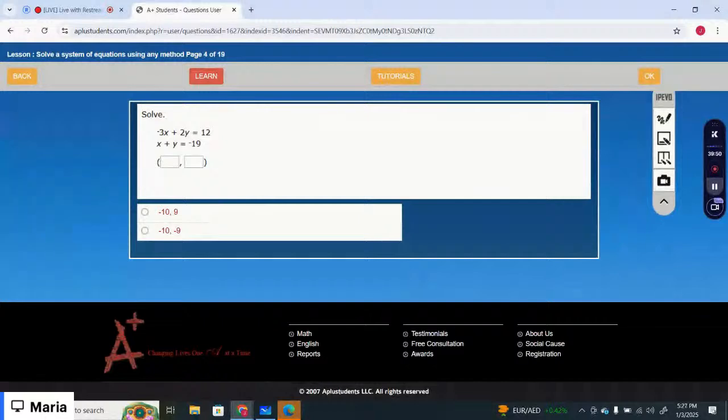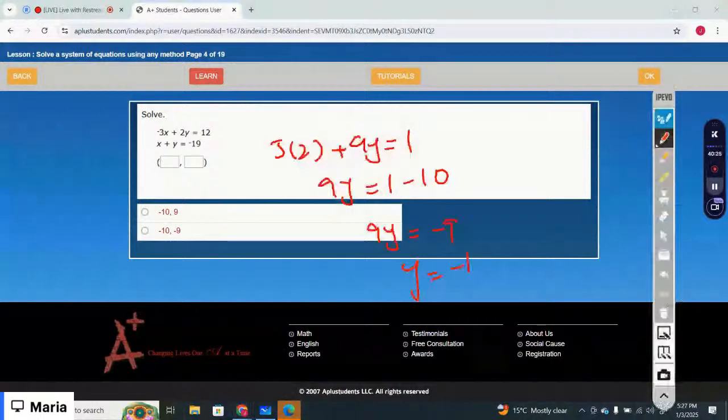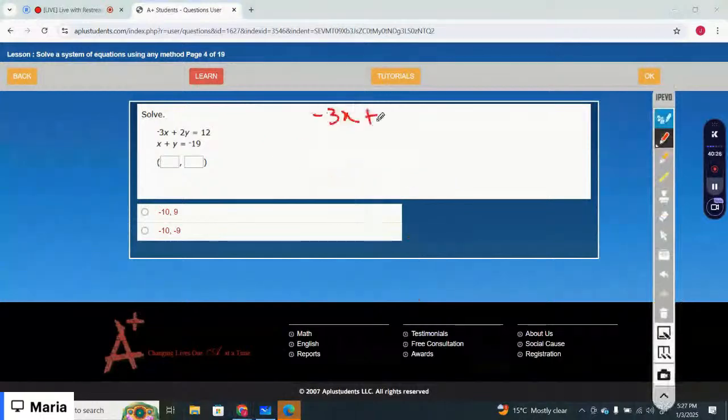Negative 3x plus 2y equals 12, and then x plus y equals negative 19. You can use the elimination method by multiplying the second equation by 3, right? Just multiply equation number 2 by 3 and then add both the equations.